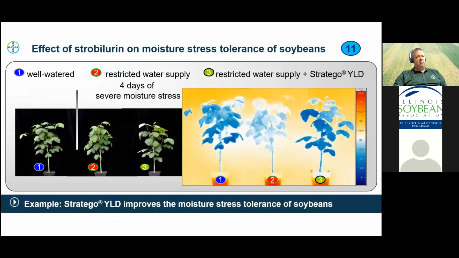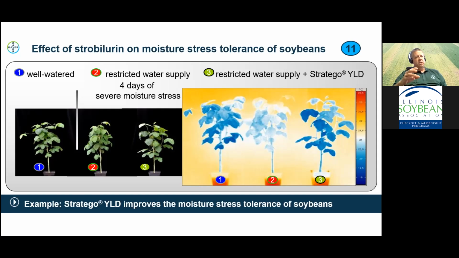This is just an example here. I'm not going to spend a lot of time on this slide, but this is a greenhouse example, a growth chamber example of 3 plants, one being well watered, and then 2 of them having restricted water supply, so exposed to 4 days of severe moisture stress, where plant number 3 received application of Stratego Yield. And you can see plant number 2 is showing the effects of that water stress, and plant number 3 looks very similar to the plant that is getting plenty of water.